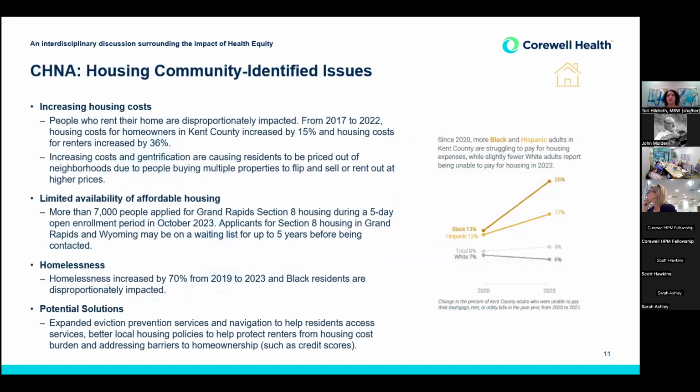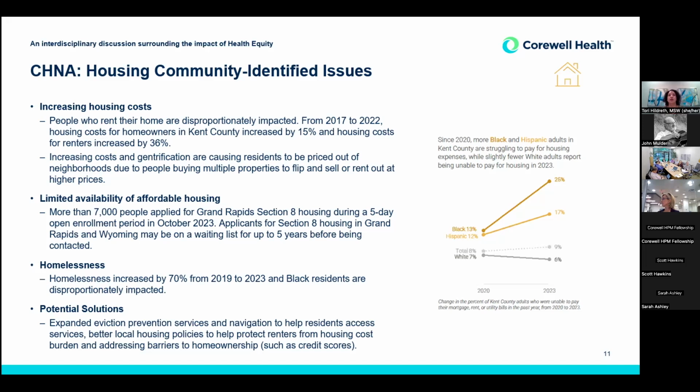So we're going to dive into one of those 4 priorities, housing. These are the housing community identified issues pulled immediately from the patients in the community that completed the survey. People who rent their home are disproportionately impacted. I found it extremely disheartening to see that from 2017 to 2022, housing increased 15% for those that owned homes, whereas the housing cost for renters had increased by 36%. Talk about unaffordable. These increasing costs and gentrification are causing our residents and patients to be priced out of neighborhoods. People are flipping properties or selling them at a higher rate. I'm sure we have all seen this happen in the community, or we've heard patients that are impacted by it.